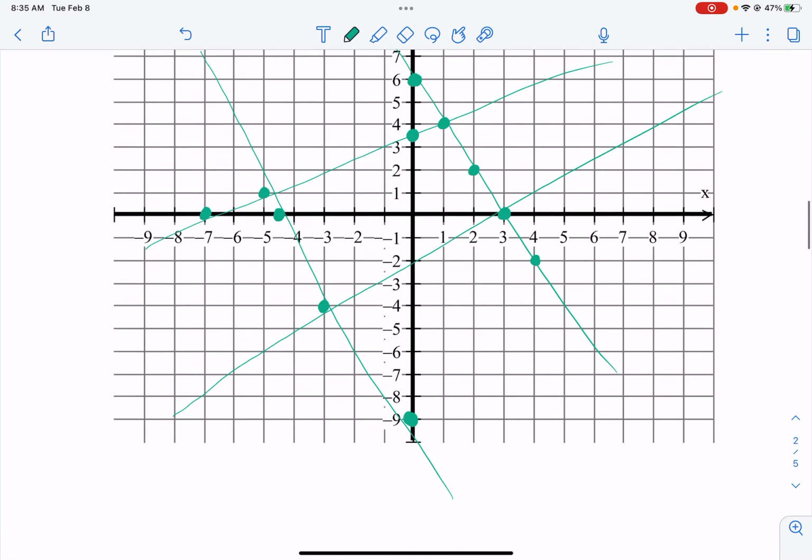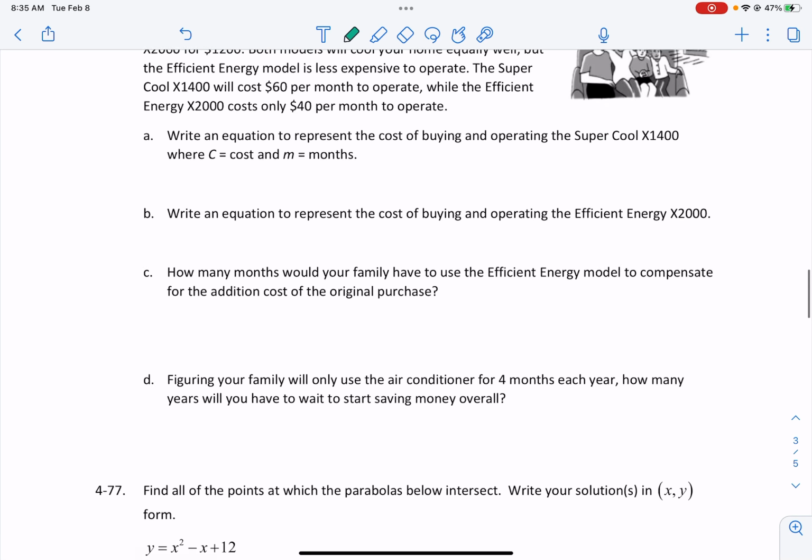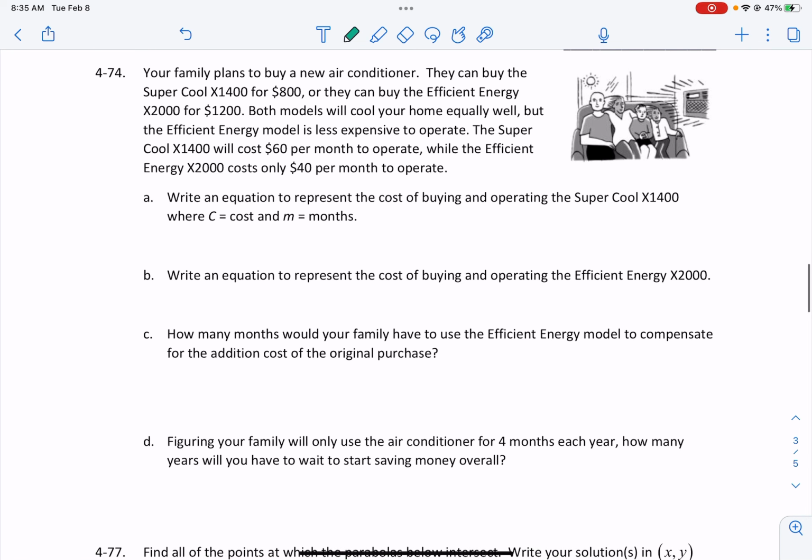Okay, we've got a couple more problems here. 4-74, your family plans to buy a new air conditioner. They can buy the Super Cool X1400 for $800, or they can buy the Efficient Energy X200 for $1,200. Both models will cool your home equally well, but the Efficient Energy model is less expensive to operate. The Super Cool X1400 will cost $60 per month, while the Efficient Energy X2000 only costs $40.